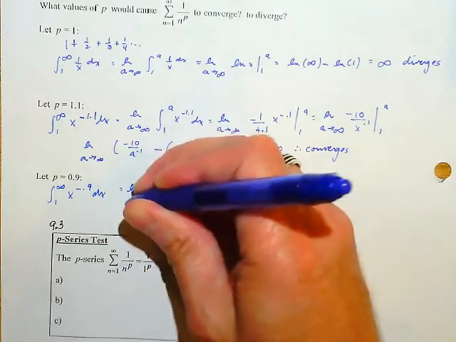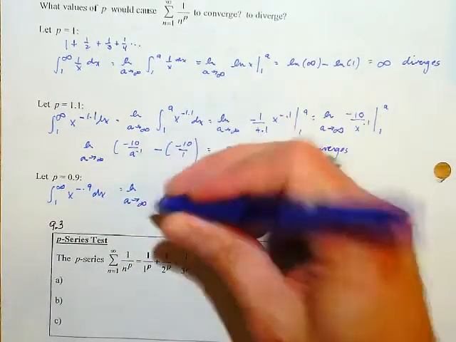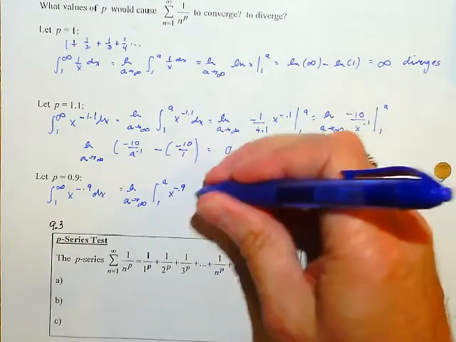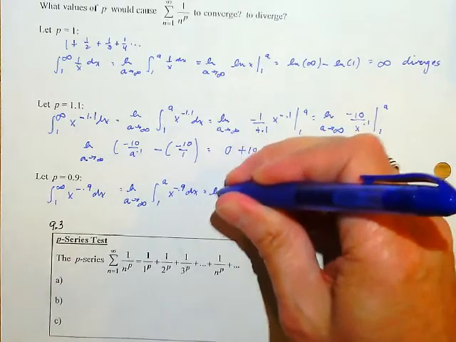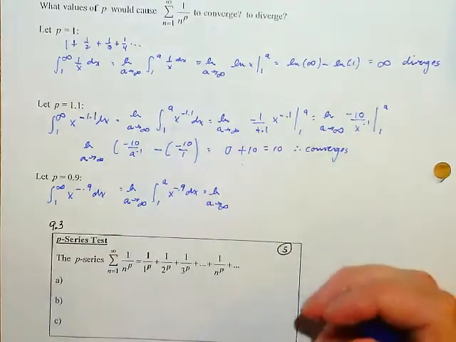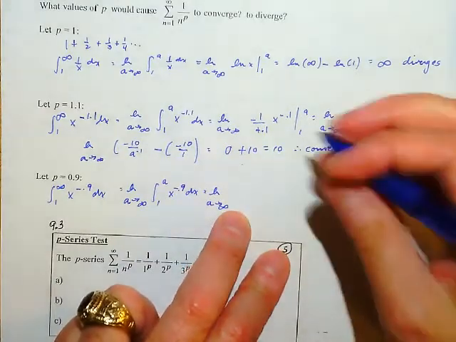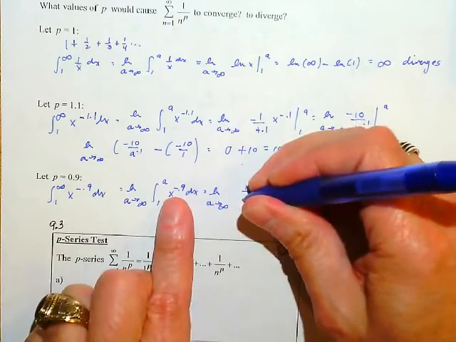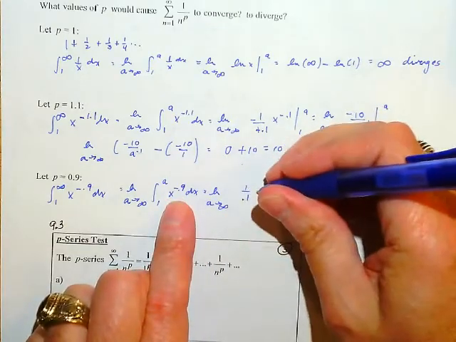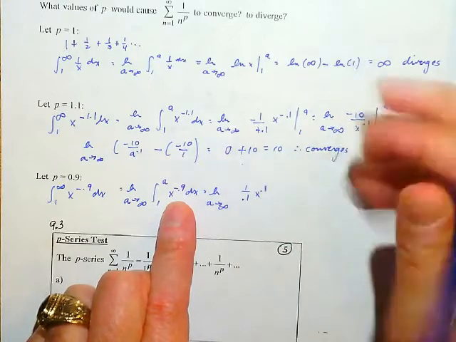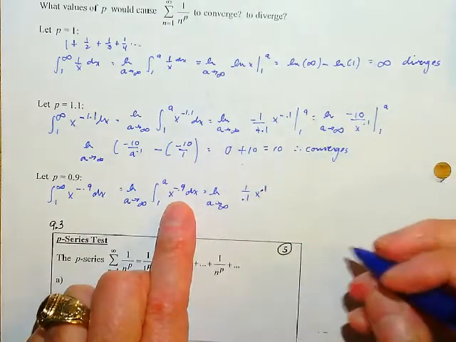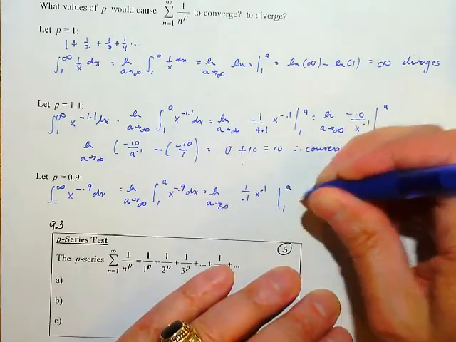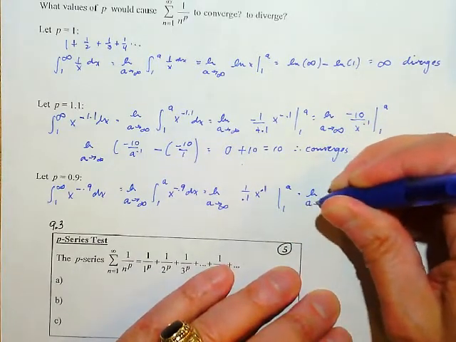Well, improper integral, set up our limit again, limit from 1 to a of x to the negative 0.9. We'd get the limit as a approaches infinity of, let's see, 1 over, increase the power would just be 0.1, so that'd be x to the 0.1, so it's not a negative power, it's a decimal there, from 1 to a. That equals the limit as a approaches infinity.